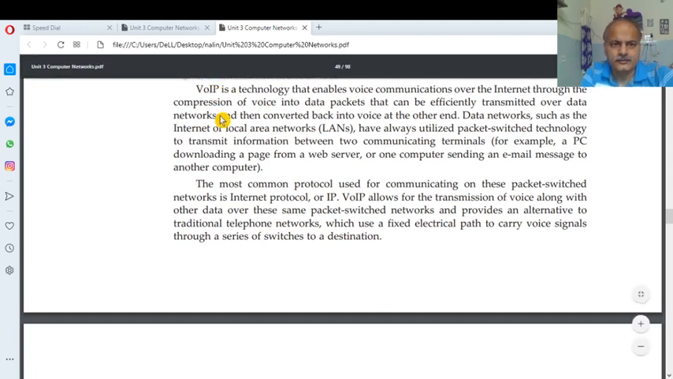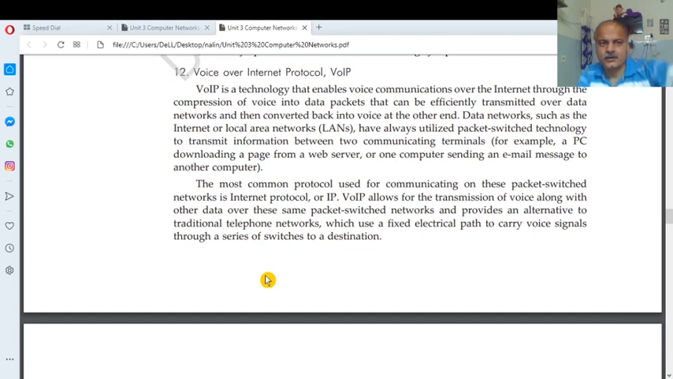Now VoIP, Voice over Internet Protocol. VoIP is a technology that enables voice communication over the internet through the compression of the voice into data packets that can be efficiently transmitted over the data network and then converted back into the voice at the other end.